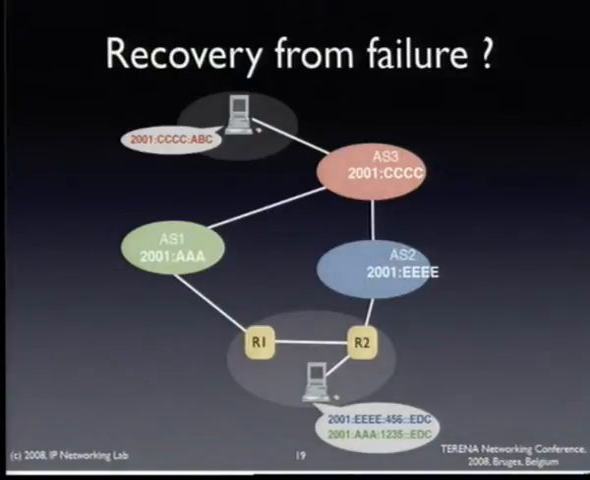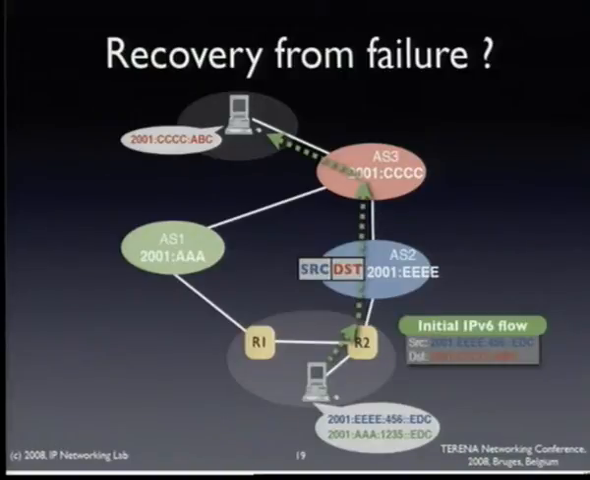But this poses a problem for the survival of TCP connections. Here, for example, we have a dual-homed stub that has a TCP connection with another host here. The source address used here is an IP address which belongs to the prefix of the blue provider, and the destination in red belongs to the red provider of the destination.